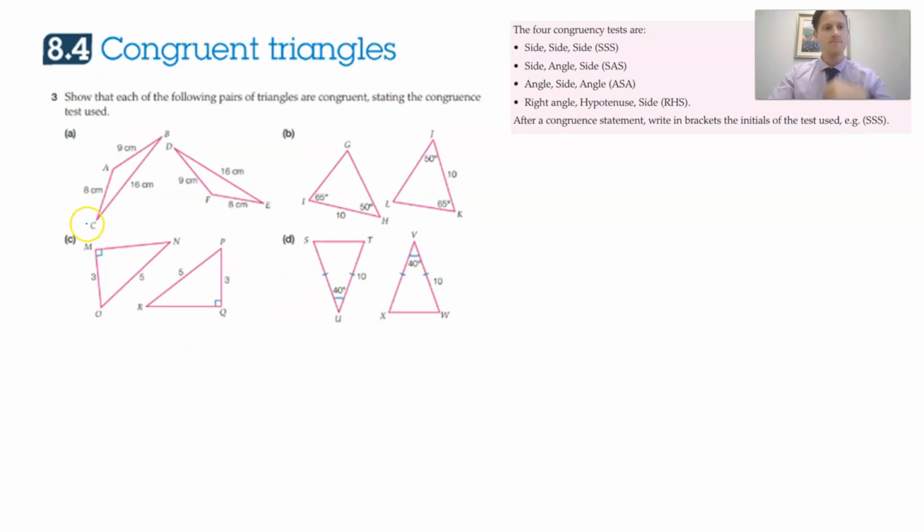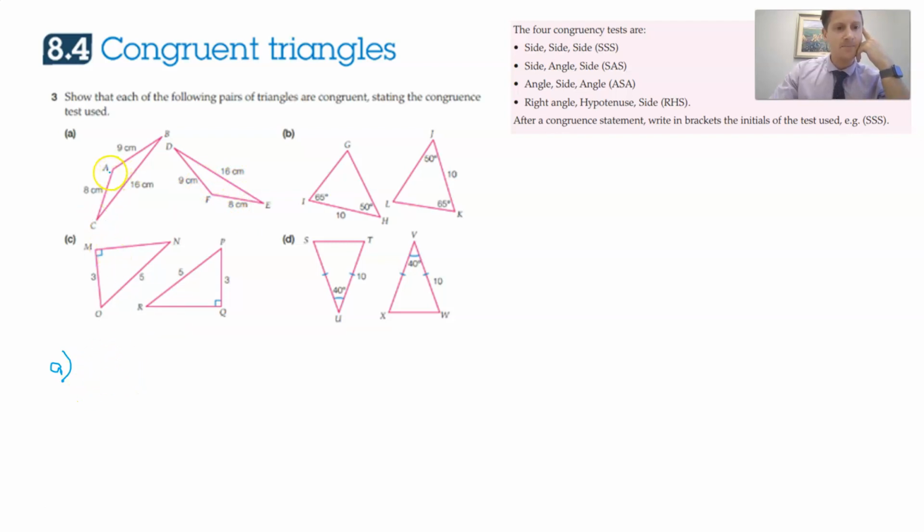Excellent. Let's keep going. Show that the following pairs of triangles are congruent, stating the congruence test used. For this one, we are going to simply state which of the 4 tests is correct. I might show the full proof, but at the end of the day, all we need is that answer. Okay. So triangle ABC, we have 3 sides and no angles given. We've got 9, 8, and 16 in both, so these are congruent because all 3 sides are the same.